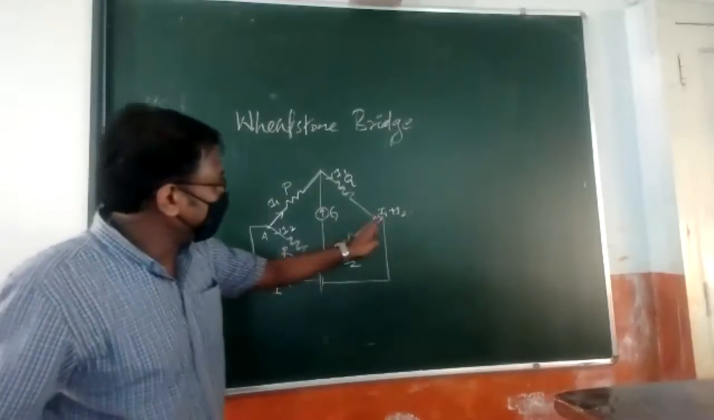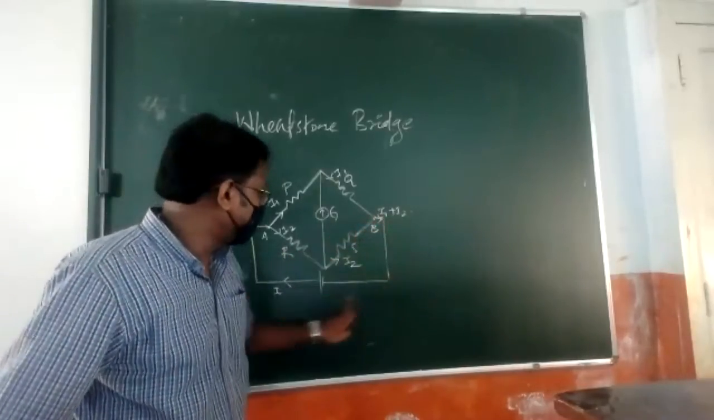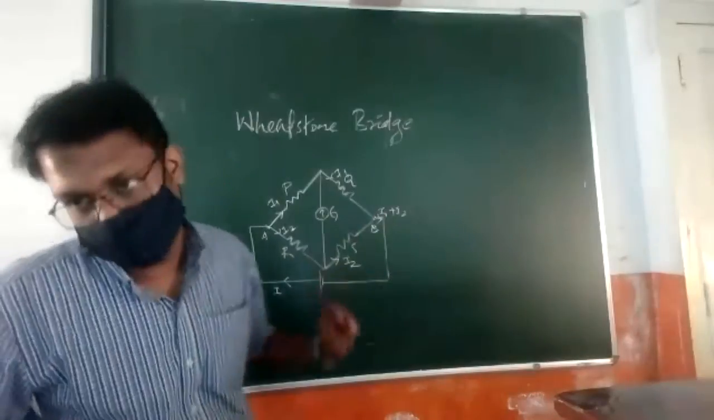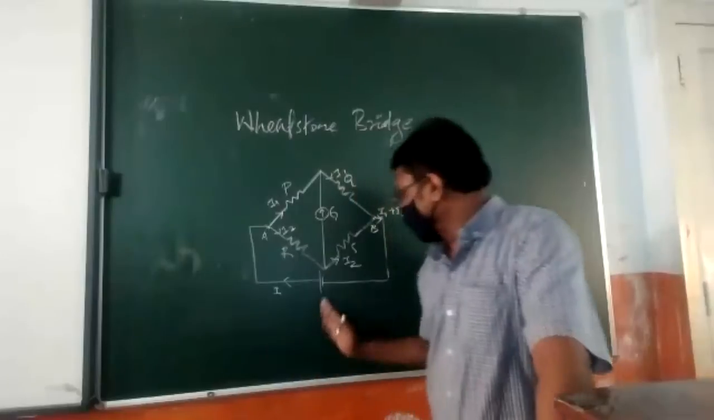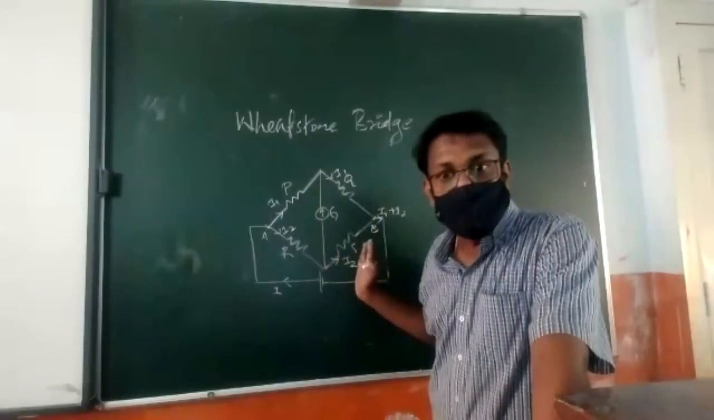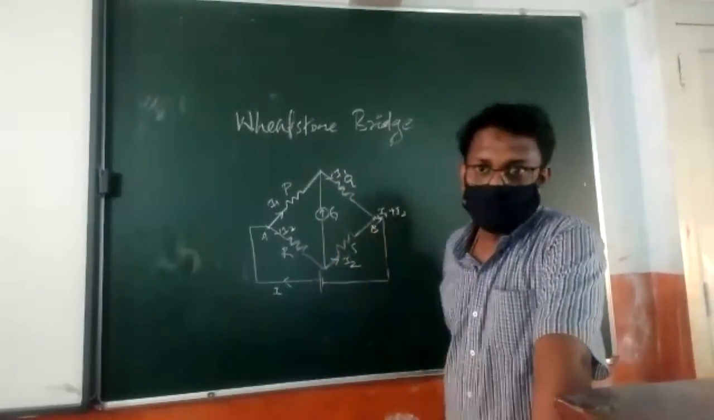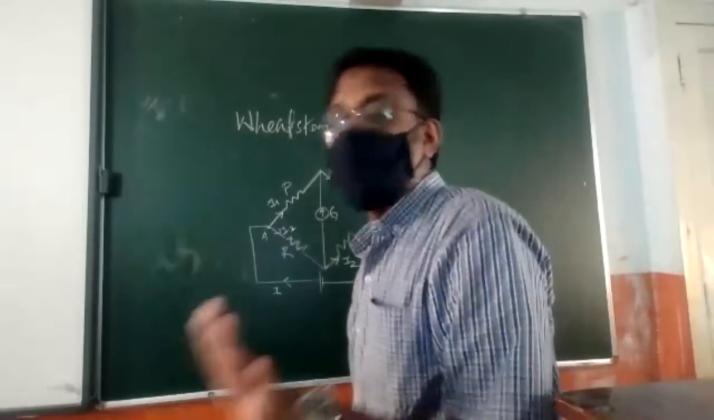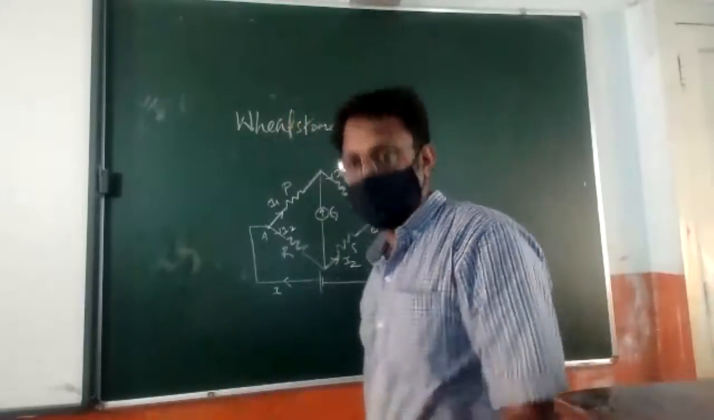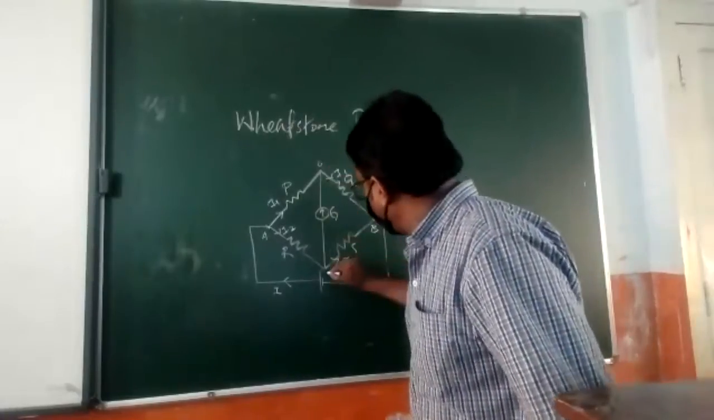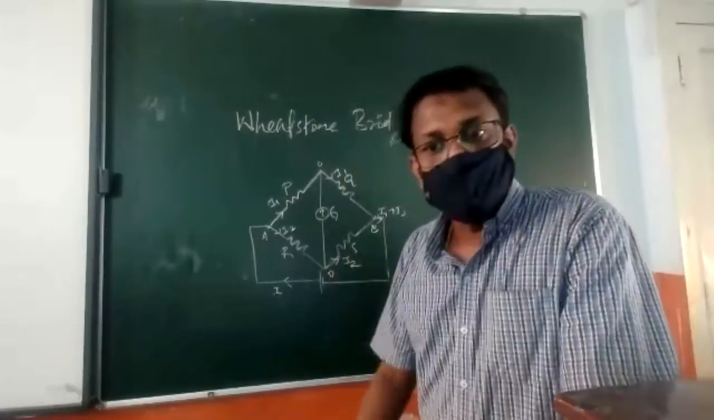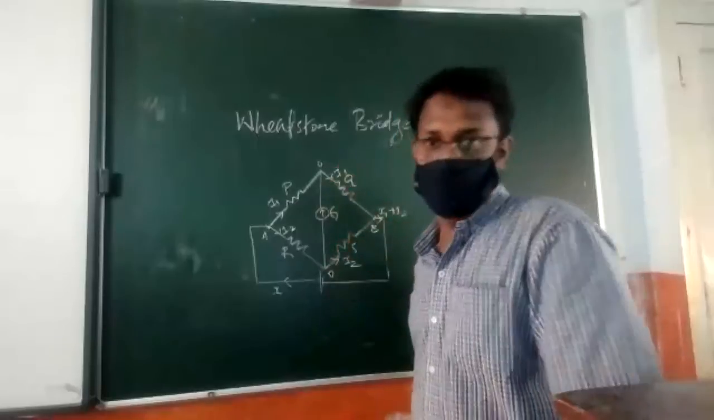So the same current I1 plus I2, which is equal to I, is coming back to the cell itself. I already told you this: whatever current starts from the cell, the same current will get back to the cell. So the current law is correct here. Now, between the points C and D, we have connected a galvanometer.